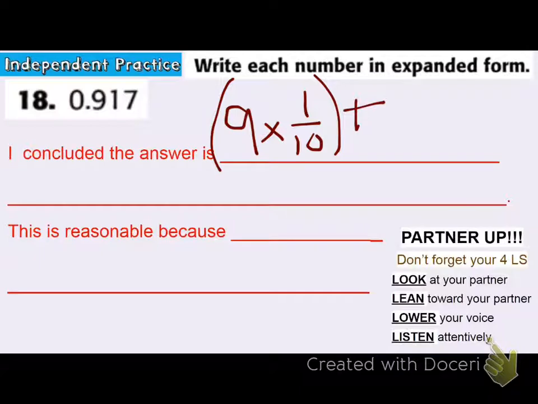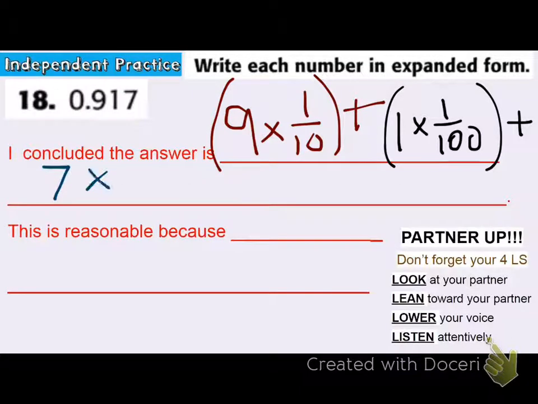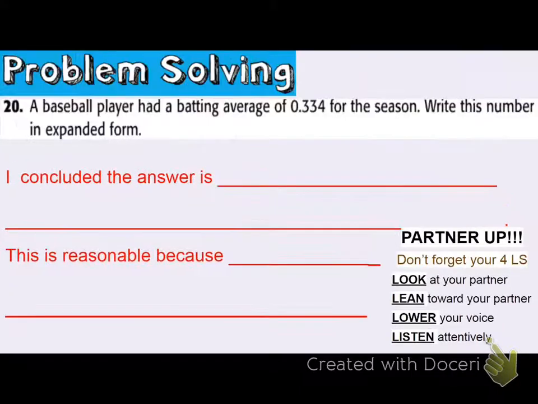Well, the next digit is a 1. And I know that the 1 is in the hundredths place. So 1 times 100th. And finally, the last digit is the 7. And the 7 is in the thousandths place. So I can go ahead and show the value being 7 thousandths. I have written the number in expanded form. And I know it's reasonable because they're showing the value of the 9 in the tenths, the 1 in the hundredths, and finally the 7 is in the thousandths.